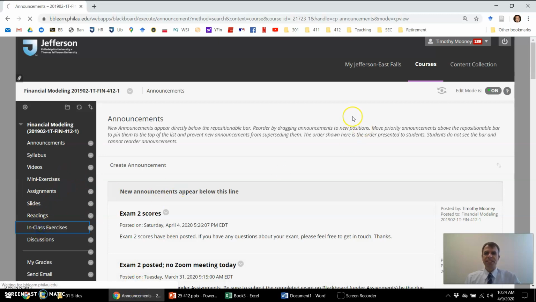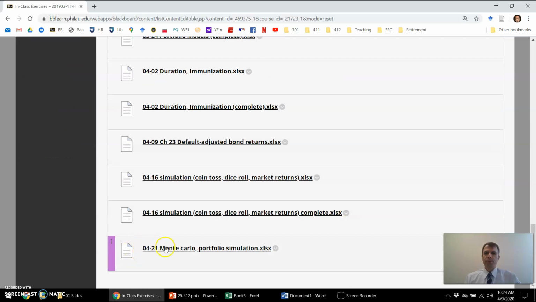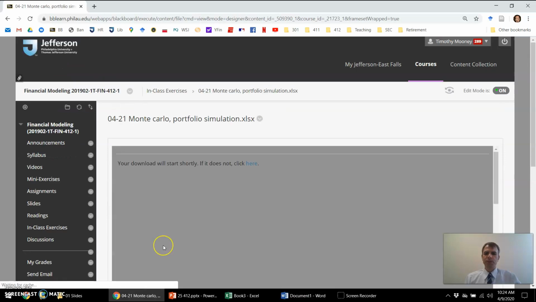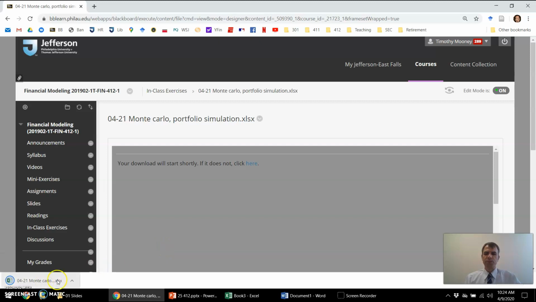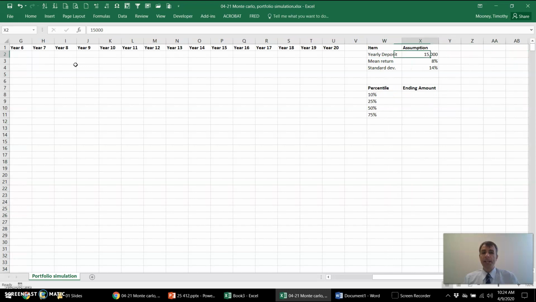I've got a spreadsheet to get us started under in-class exercises. April 21st, Monte Carlo and portfolio simulation. Let's open it up. And what the spreadsheet shows us is some architecture to track how the portfolio's value will grow over time. And I made some references to some of the parameters of the simulation so that if you change some of these, it's possible to change the whole simulation without too much trouble.